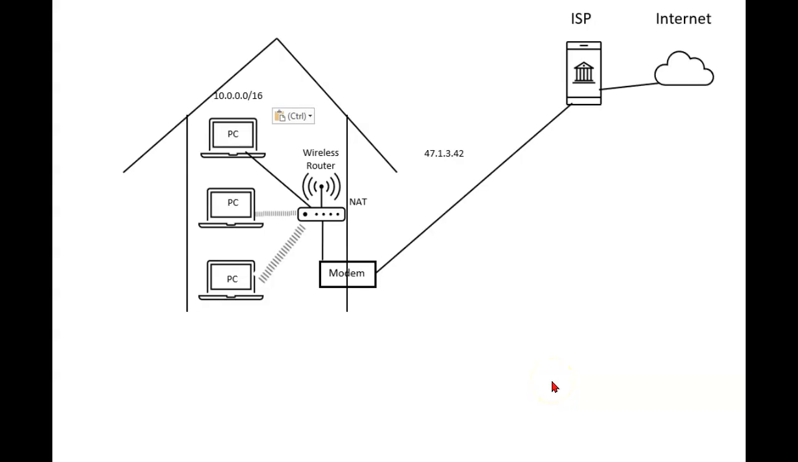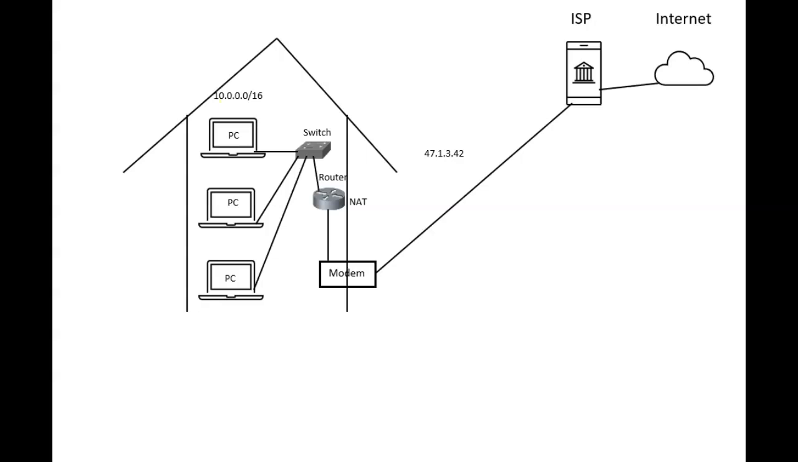We have mentioned in previous videos that a router separates networks. It could be a wireless router like this one, or it could be a wired router like this one. But either way, all of the ports that come off of a router are their own network. So in other words, these PCs are on one network, and on the other side we have actually an address 47.1.3.42, which is part of a network that comes from this ISP.